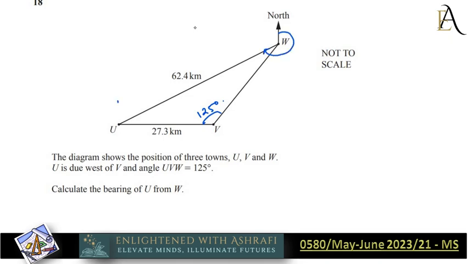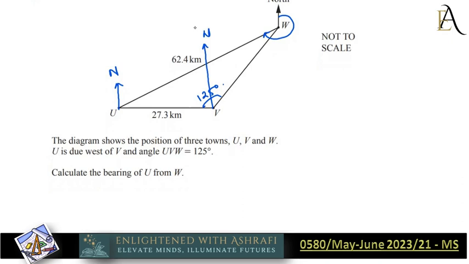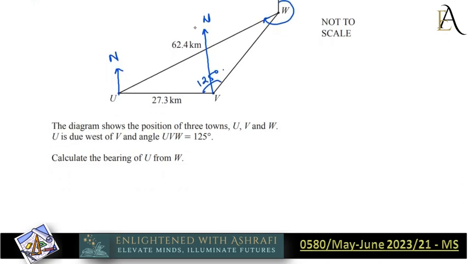First let's draw the north for each point. So we have to calculate the bearing of U from W. So now here we can see, now we will use the sine rule, right? So using the sine rule, what do we get?